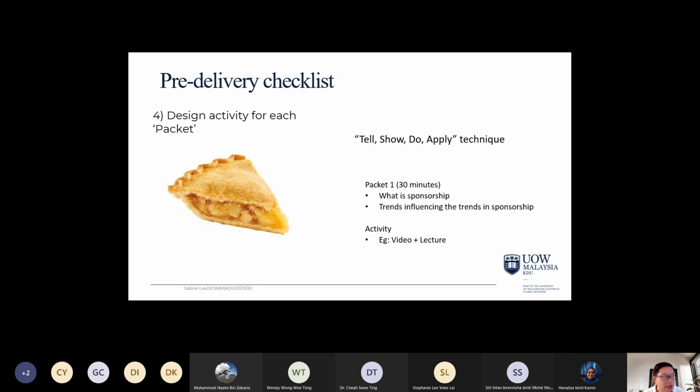Okay, understand, guys? Up to section 4, part 4, understand? So this is what it is, designing activities for each packet. Any questions? Okay.